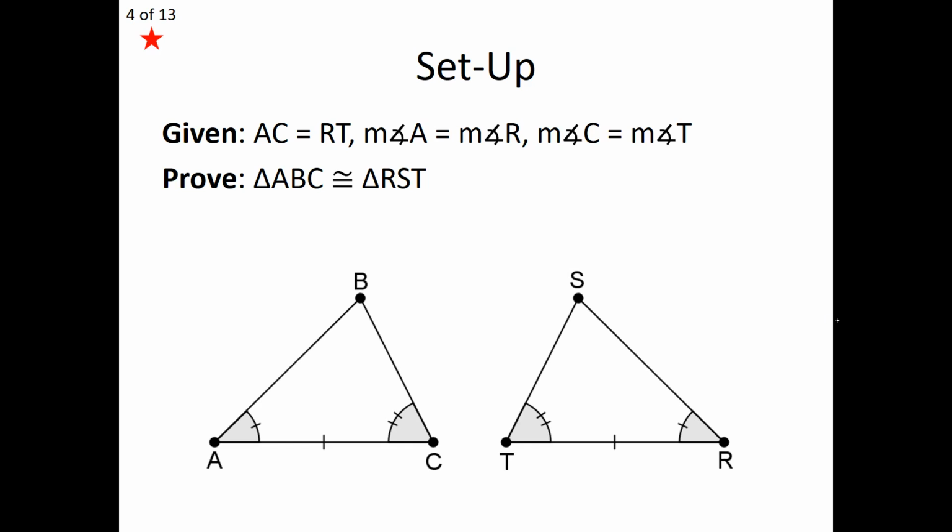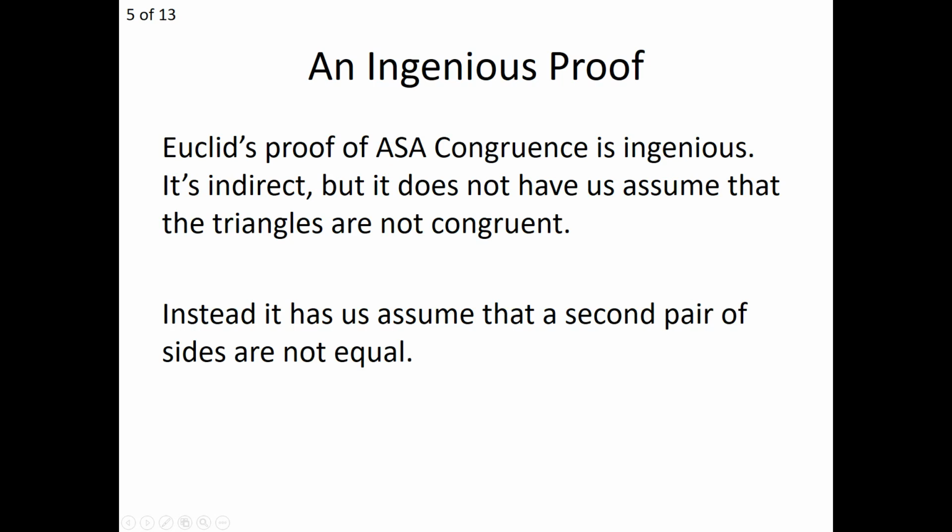Now we're going to take Euclid's approach in proving this, and it's absolutely an ingenious proof. See, if we were to jump into this directly, we wouldn't get very far. But what we can do is use our properties and method of indirect proof. So we're going to assume the negation of our proof statement, which really means we're assuming that triangle ABC is not congruent to triangle RST.